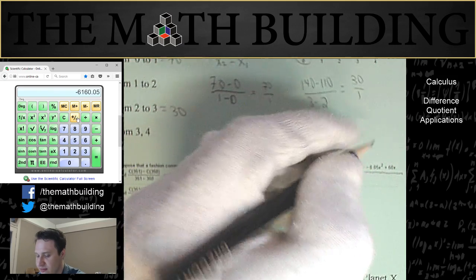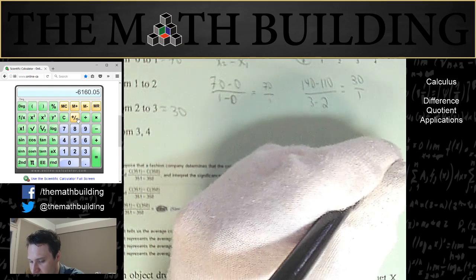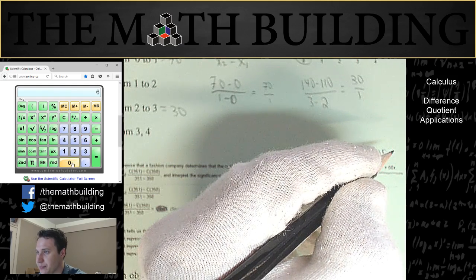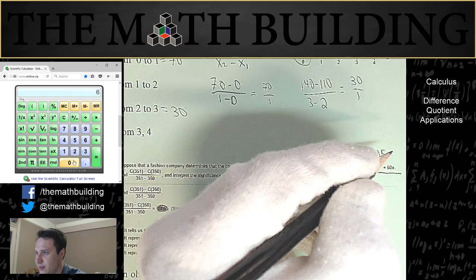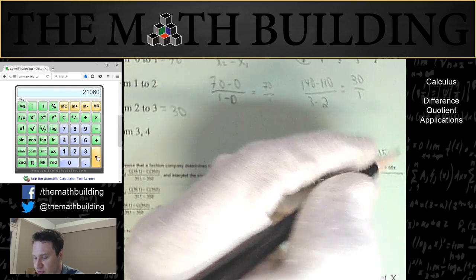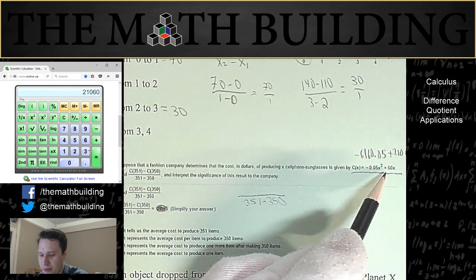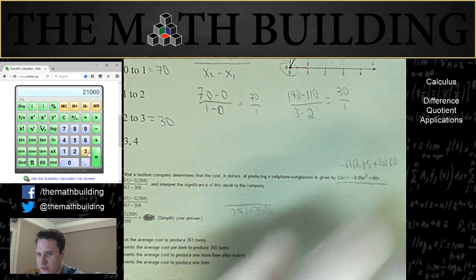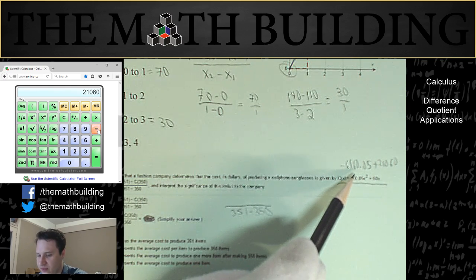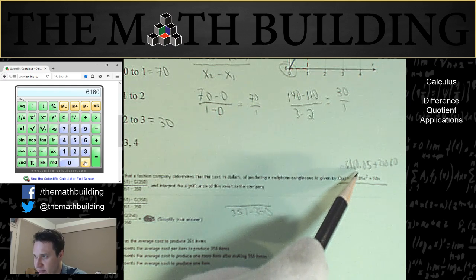I'll slap on a negative sign, because of the negative sign there. So that's negative 6160.05. And then that'll be 60. Hang on, let me clear the calculator. 60 times 351 is 21060. So that's just me plugging 351 into the equation. So let's do 21060 minus 6160.05.